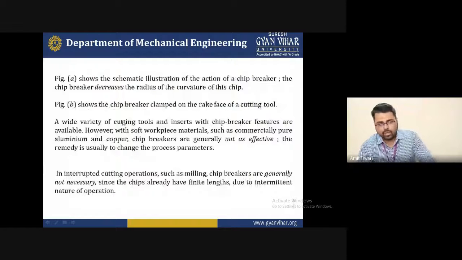A wide variety of cutting tool inserts with chip breaker features are available. Some features are available here. With soft work materials, such as commercially pure aluminum and copper, chip breakers are generally not effective, and the remedy is usually to adjust the process parameters. Generally, the soft materials are aluminum and copper.